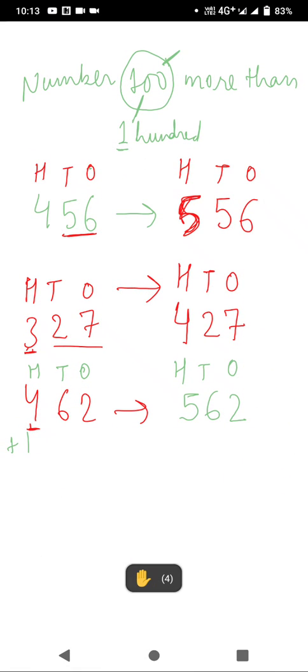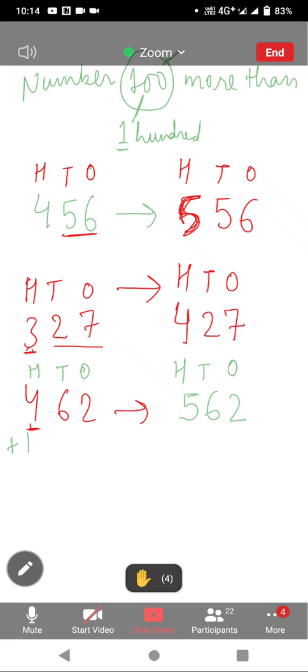Student, I told you that to find out 10 more than, we just add 1 in the tens place. Okay? And if we need to find out 100 more than, then we add 1 in the hundreds place. If you are finding 10 more than, you will add 1 in the tens place, and if you are finding 100 more than, you will add 1 in the hundreds place.